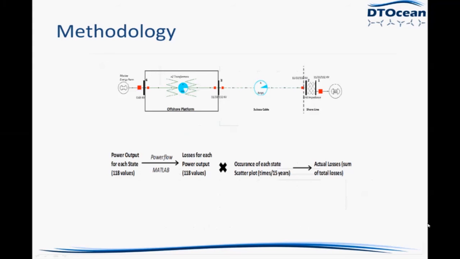So we've got the average power generated for all the sea states from the power matrix. We do a power flow in MATLAB for all of those sea states, and we identify the average power losses for each. We know the occurrence of each sea state from the scatter diagram. Multiply the two and add them all up, and you get the energy losses in watt hours.